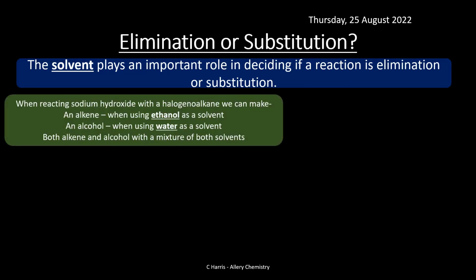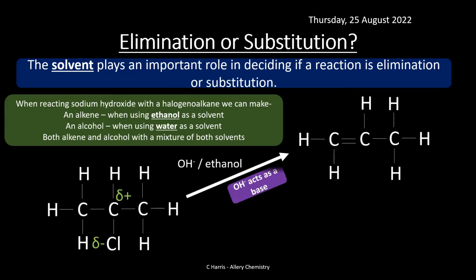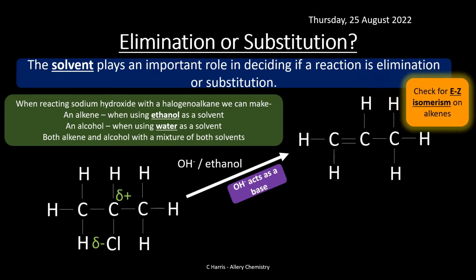So when we're reacting sodium hydroxide with a halogenoalkane, then we can make an alkene, as we've just seen before, when using ethanol as a solvent, or we can make an alcohol when we're using water as a solvent. Okay, so you can get a mixture of both the alkene and the alcohol if you use both solvents at once. So here you've got your halogenoalkane.